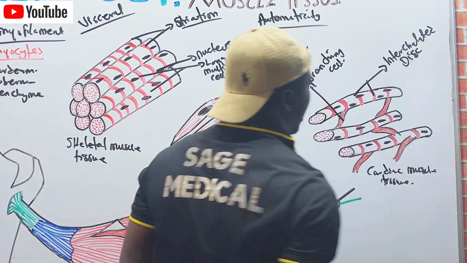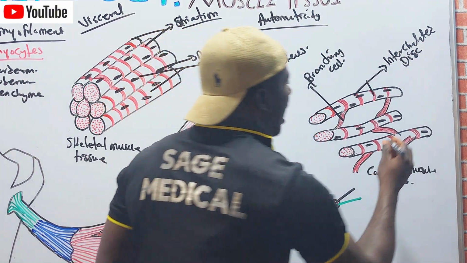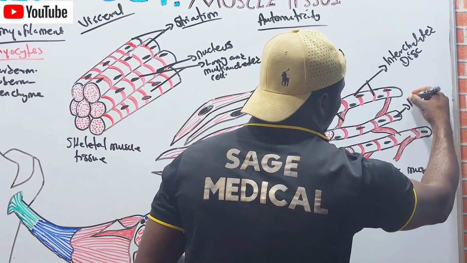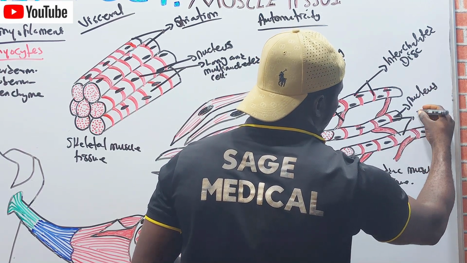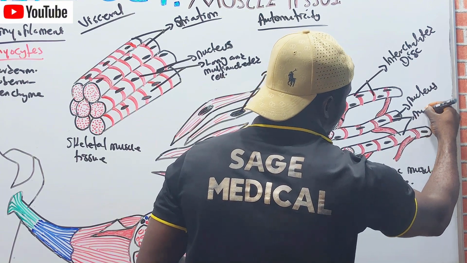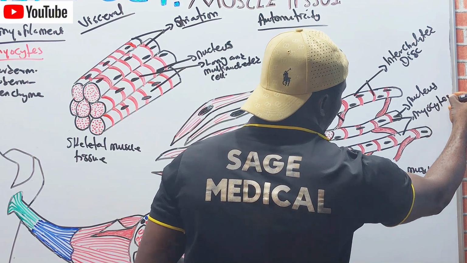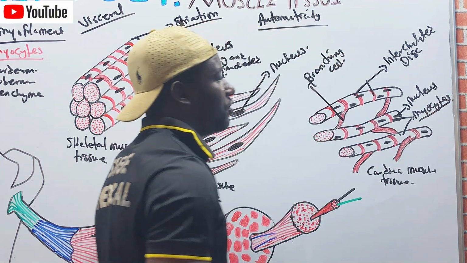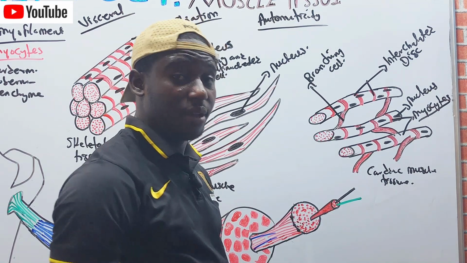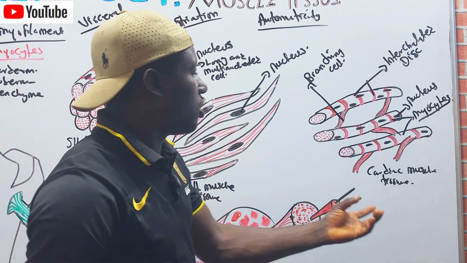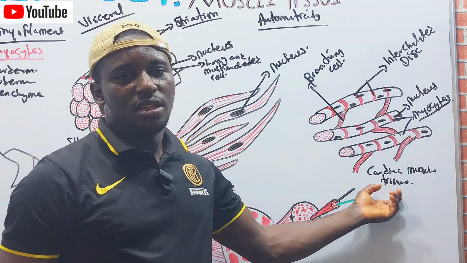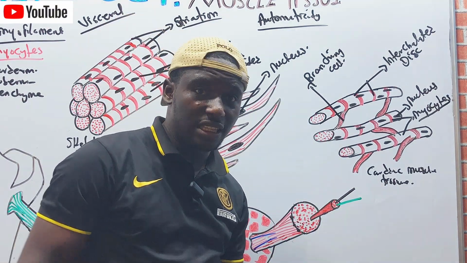It has an intercalated disc. It also has a nucleus and a myocyte. Myocyte is always the specific primary muscle cell. Now, one of the features of the cardiac muscle is that it is involuntary and it is striated.